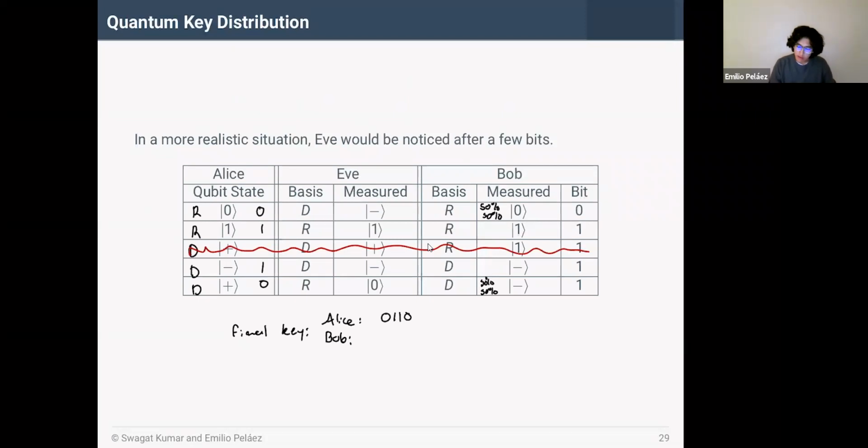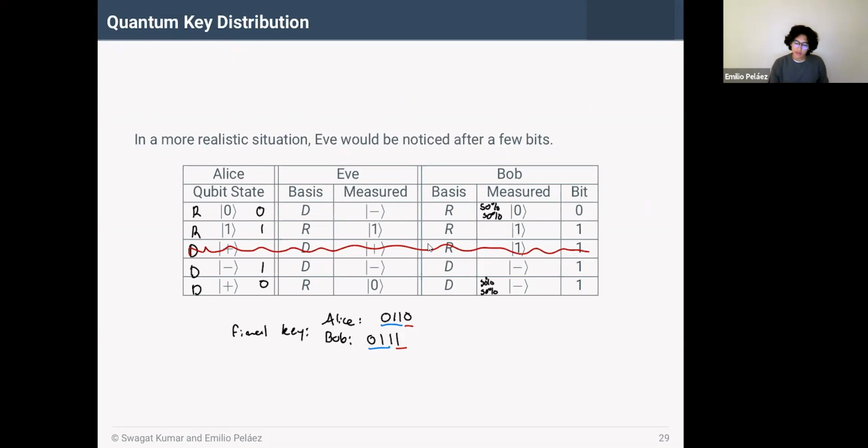And Bob will be 0, 1, 1, 1. So now they will choose some bits to share. If they choose some of these ones, they will not notice that they have a different key, so they will not notice the presence of Eve. But if they choose this one, they will notice the presence of her because they are supposed to have the same bit on the last qubit since they chose the same diagonal basis.